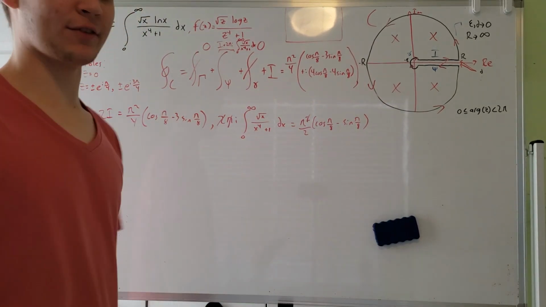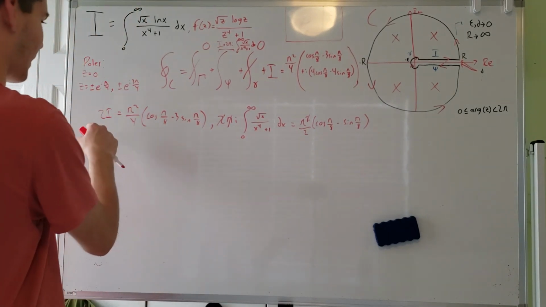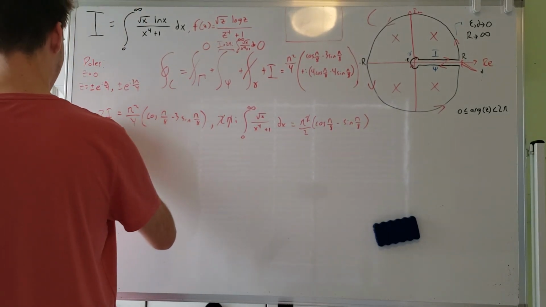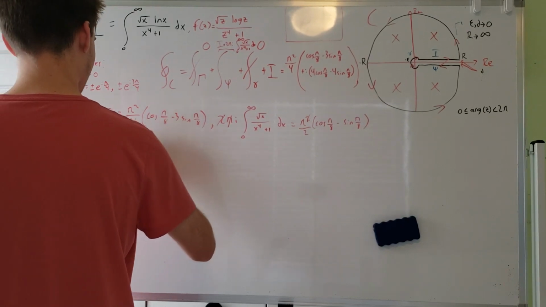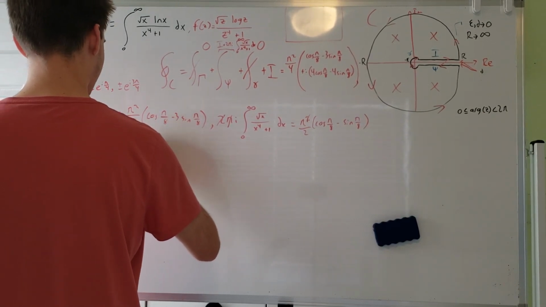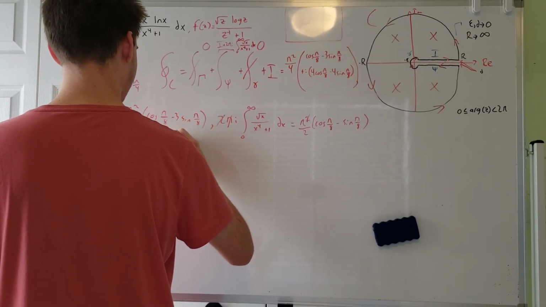So we didn't even solve this integral, and we just got the answer. So I just thought that was cool. But anyway, here, our target integral I is equal to pi squared over 8 times cosine pi over 8 minus 3 sine pi over 8.